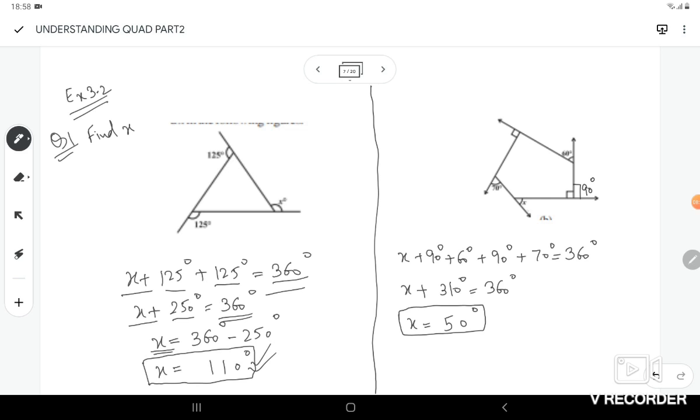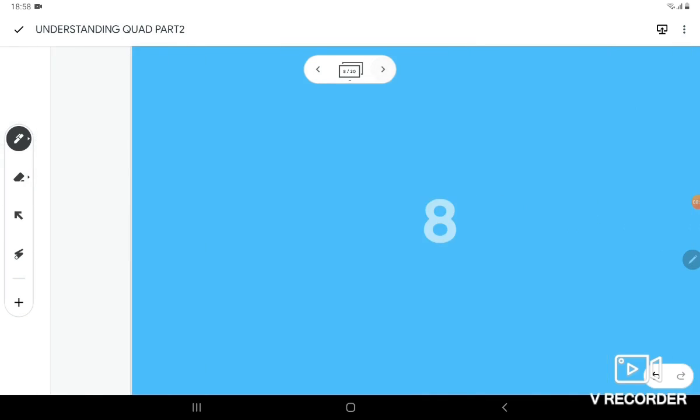Now moving on to another part of the question. Here also we are going to use the sum of the exterior angles property. As we are given one of the interior angles as 90 degree, the exterior angle would also be equal to 90 degree using the property of linear pair on a straight line. So x plus 90 degree plus 60 degree plus 90 degree plus 70 degree comes out to be equal to 360 degree, and x plus 310 degree is equal to 360 degree, and finally the value of x comes out to be equal to 50 degree.